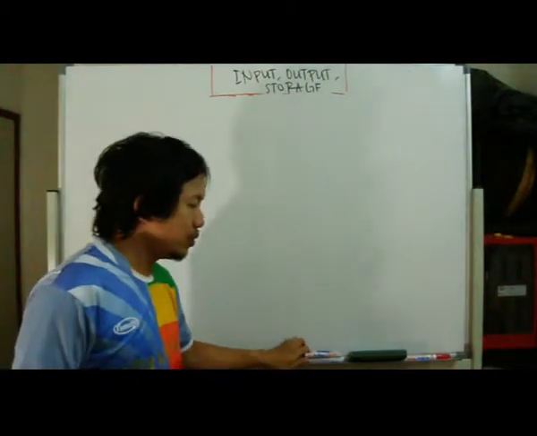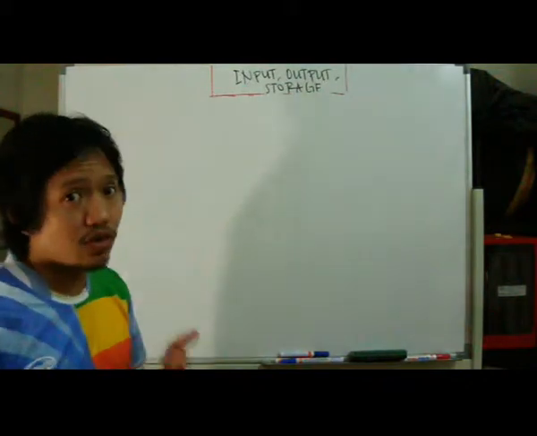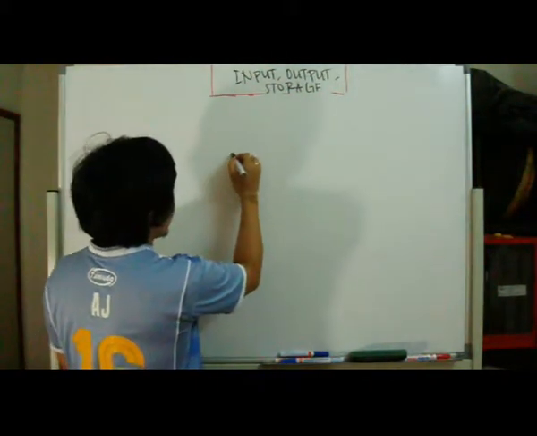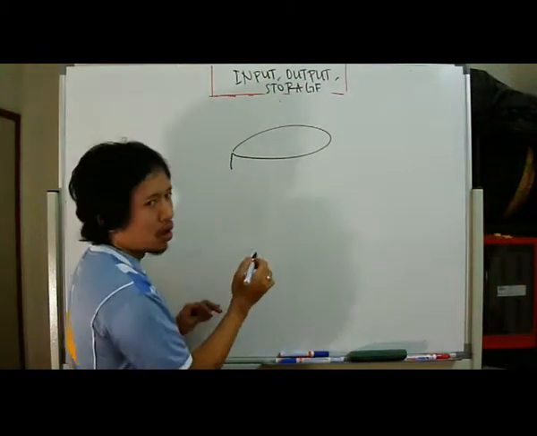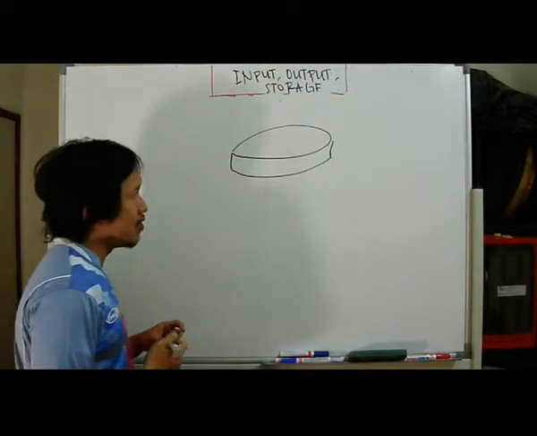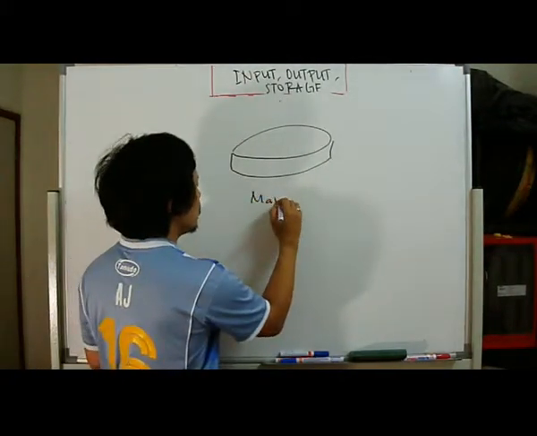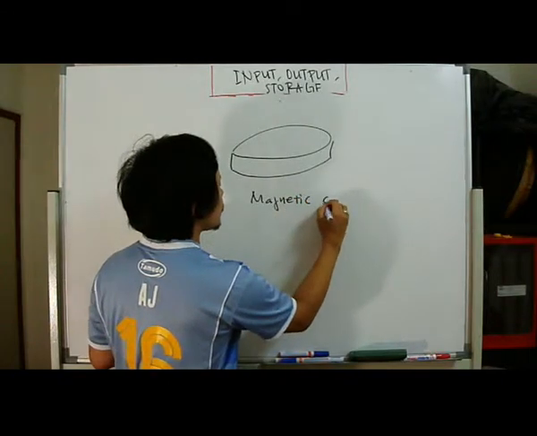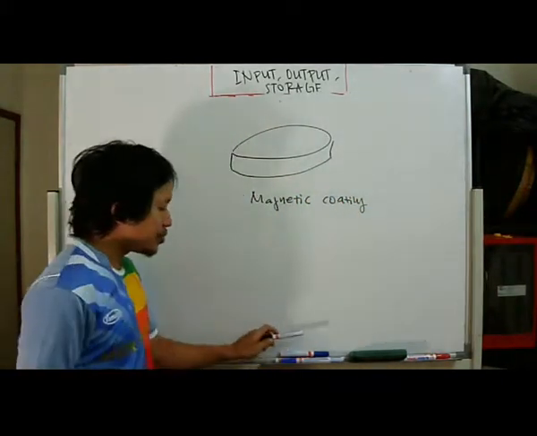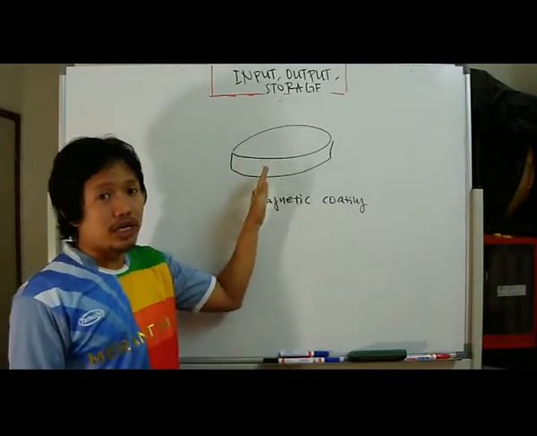We'll now continue with what magnetic storage really is. So just imagine it's the disk, and it is a special kind of disk with magnetic coating. And of course, we cannot just have the storage media.